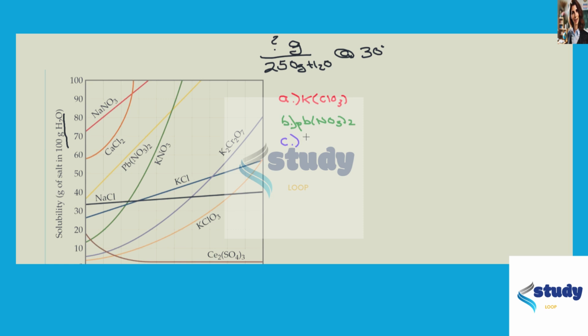And then we have cesium sulfate. If you don't remember these polyatomics, go back and watch a video because these polyatomics come up a lot on tests.